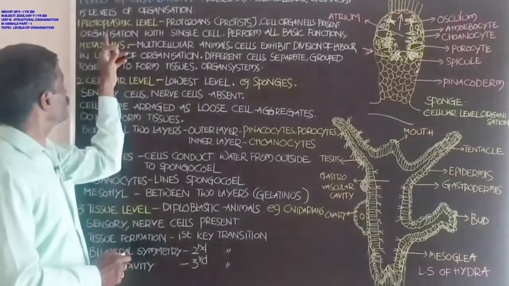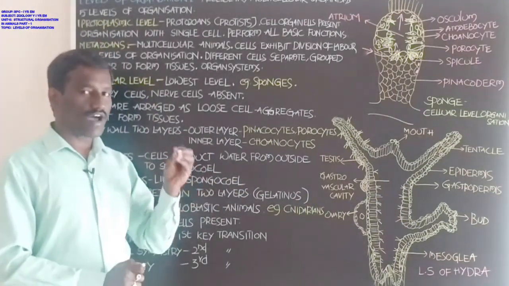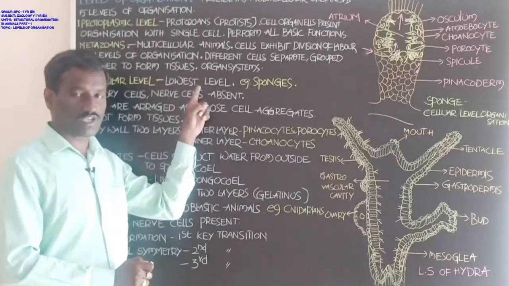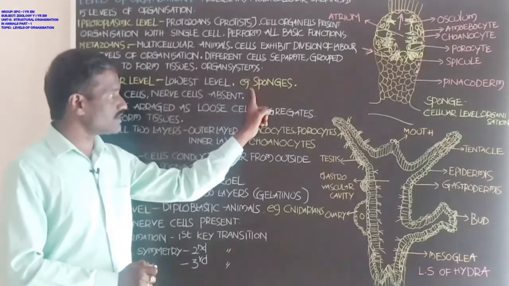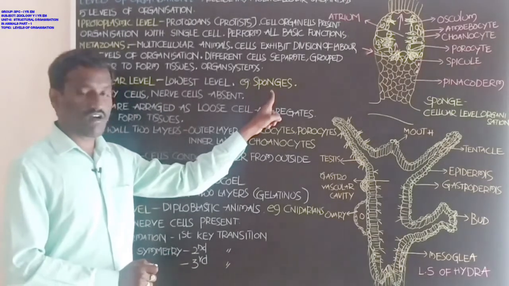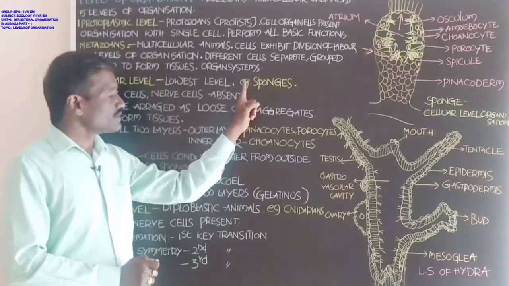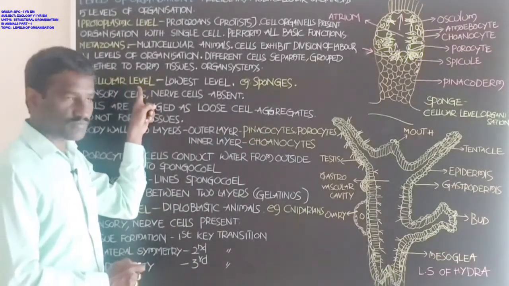Next, the second one, students, is cellular level organization. Cellular level organization is the lowest level among metazoans. For example, sponges, which are lower animals. Sponges show the cellular level organization.